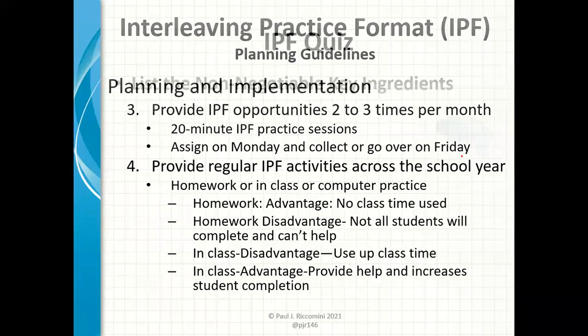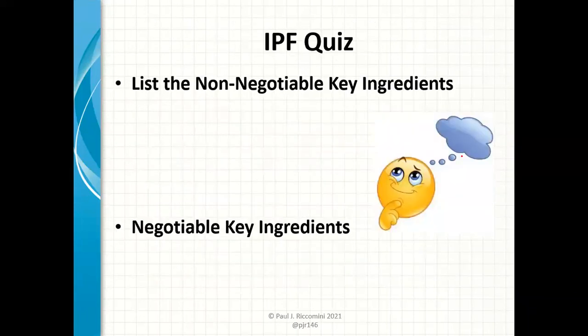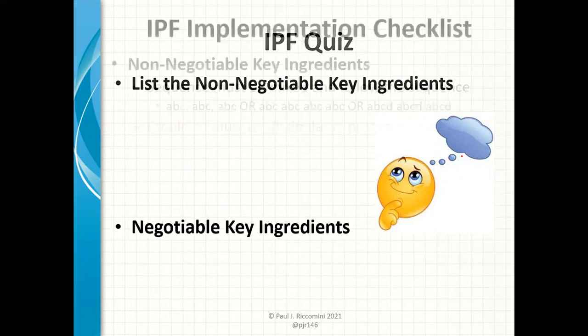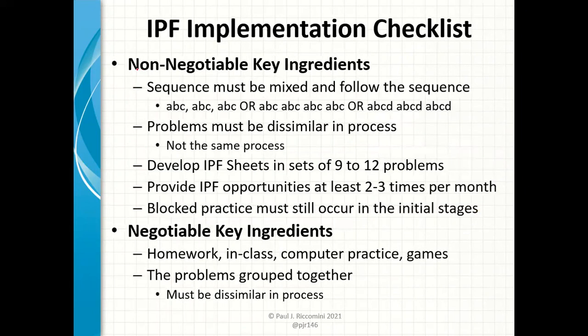So I talked about ingredients. Do a little quiz here. We'll kind of do this as a group. But here are the checklists for you planning IPF that are non-negotiable. Non-negotiable means it has to be this way or it's not going to work. So the first thing is I want a mixed sequence. Now, whether it's ABC, ABC, ABC, or this ABC 4 times or ABCD 3 times, it has to be mixed. Now, it could be ABC, BCA, CBC. All right, as long as they're not consecutive, that's fine.